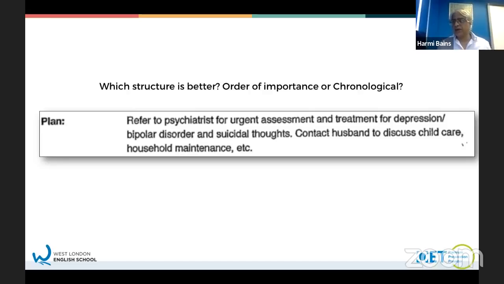I mean, regardless of what structure you use, you know, you can still pass. It's not like you have to use order of importance to get a grade B, or you would have to use chronological. Even if you use either one, you can still get a grade B. But some letters are more suited to certain structures. I think here, because this is really urgent and you need to get that urgency across in your letter, this one would be better if it was order of importance.